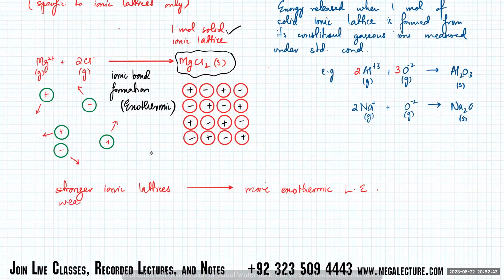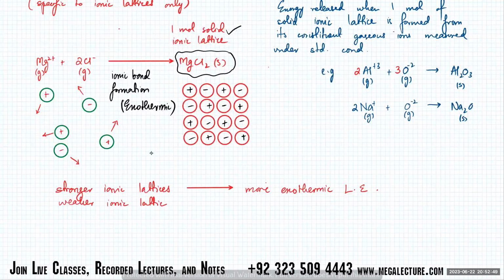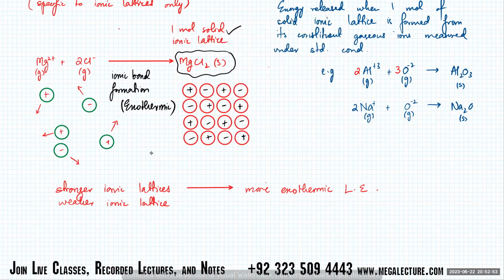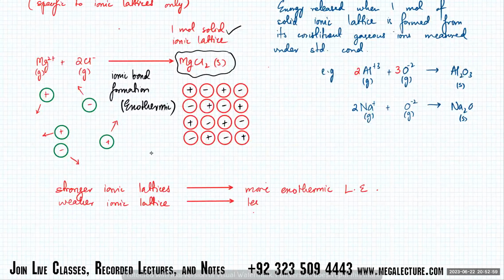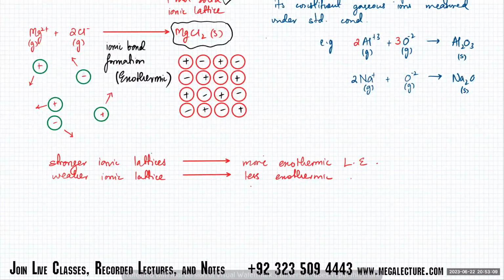If you've got a weaker ionic lattice, then it's not going to be that exothermic, so less exothermic. It will still be exothermic, energy is going to be released, but it's going to be considerably less exothermic.